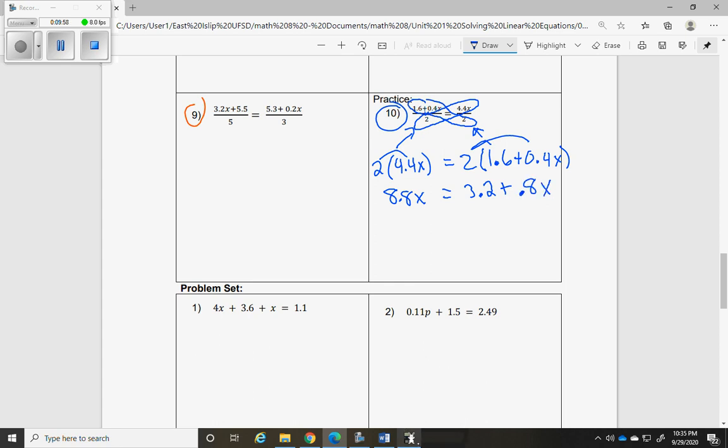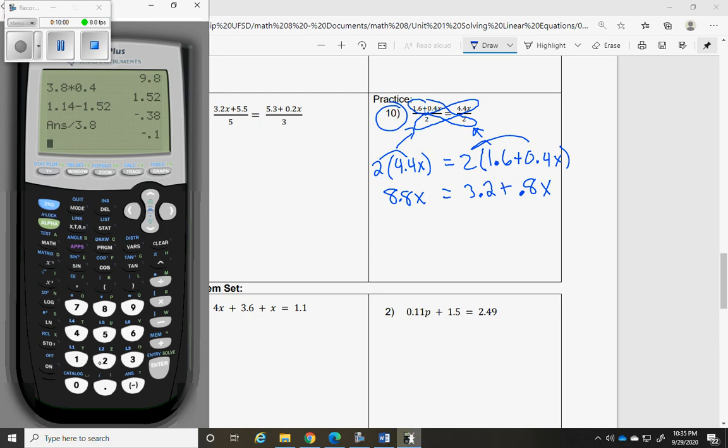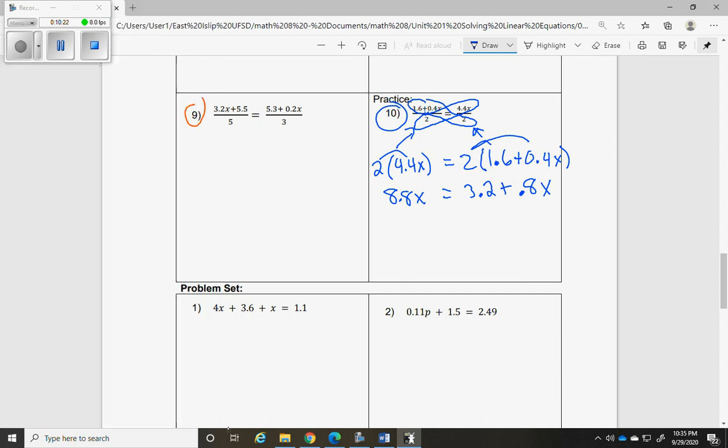And if you don't believe me, go ahead and do it, right? 2 times 1.6, yep, 3.2, and 2 times 0.4, and that's a 0.8. So use your common sense, but use your calculators too. Don't make any silly mistakes. I'm trying to solve for x, so I want to be able to cross this one off, so I'll subtract 0.8x from both sides.